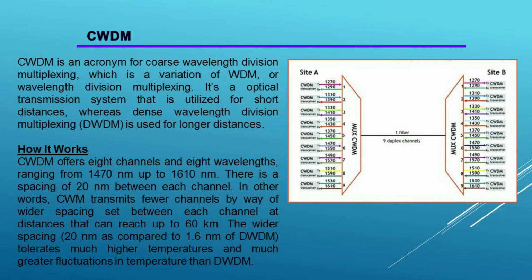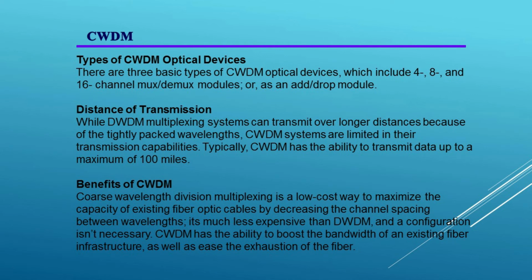In other words, CWDM transmits fewer channels, with wider spacing set between each channel, at distances that can reach up to 60 kilometers. The wider spacing, 20 nanometers as compared to 1.6 nanometers of DWDM, tolerates much higher temperatures and much greater fluctuations in temperature than DWDM. Types of CWDM optical devices. There are 3 basic types of CWDM optical devices, which include 4, 8 and 16 channel MUX/DEMUX modules, or an add-drop module.